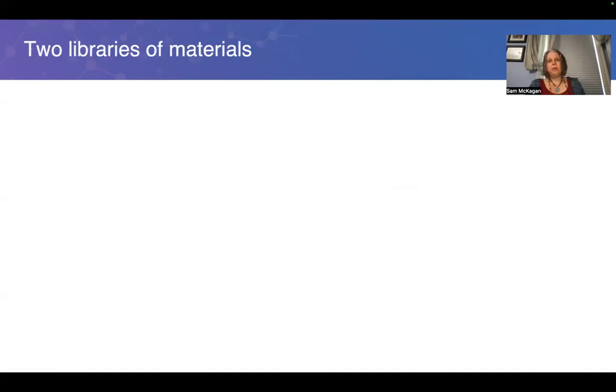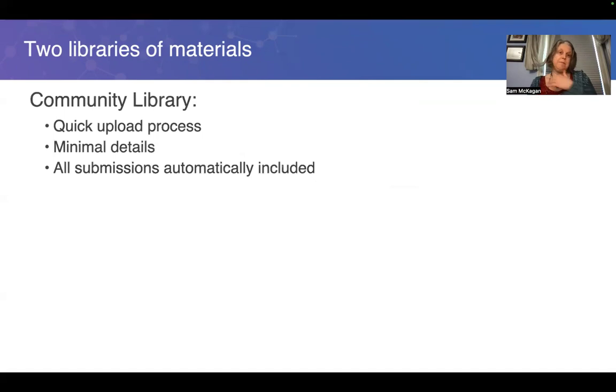So the materials in the portal are organized into 2 libraries. So there's 2 different ways you can submit. You can submit to the community library, which is a quick upload process. You submit minimal details and all submissions are automatically included on the portal. That takes about 5 minutes. It's a really easy process. And then you can just stop there, leave your materials in the community library.